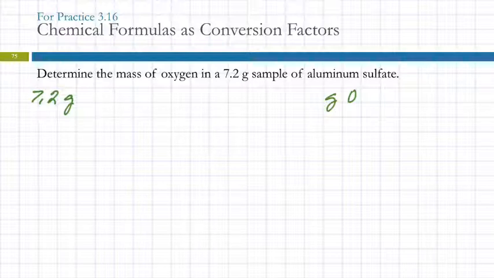So we look at ions to figure out the formula. Aluminum is 3 plus, because it's in group 3. And then we memorize sulfate.